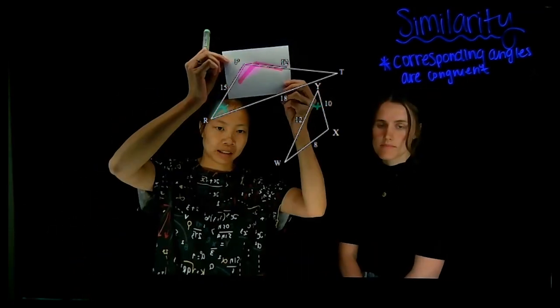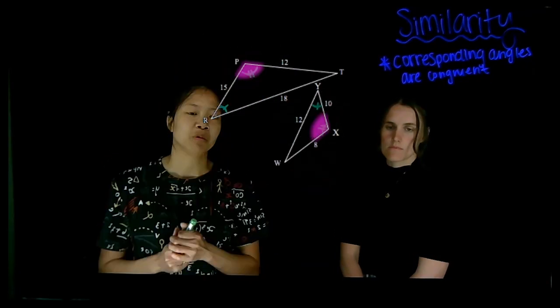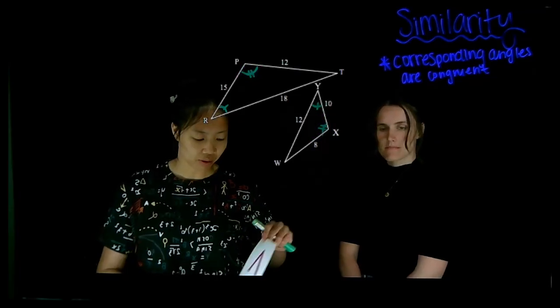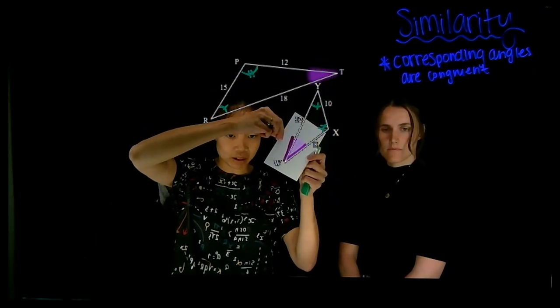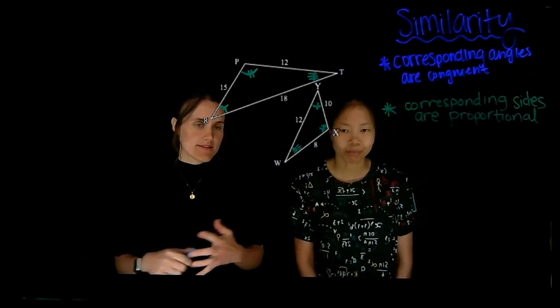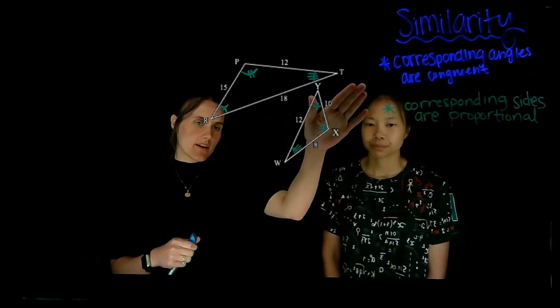Let's check out angle P. Looks like angle P matches up with angle X. We'll use two tick marks to show that angle P and angle X are congruent with each other. Okay, let's check out the last one. T does indeed match up with W, so angle T is congruent to angle W. So one property of similar figures is that the corresponding angles have to be congruent.